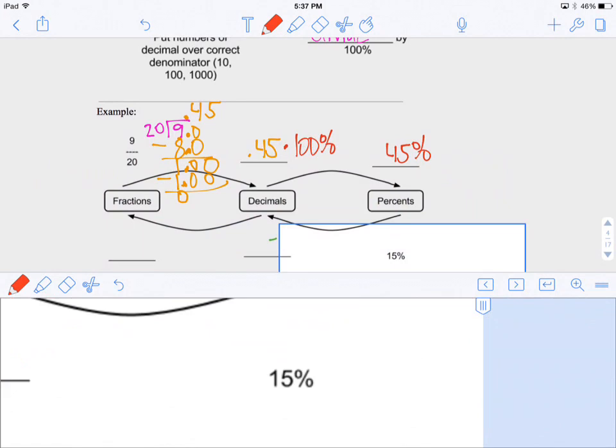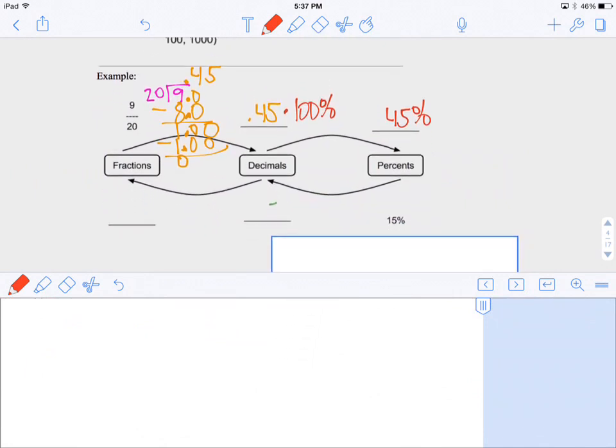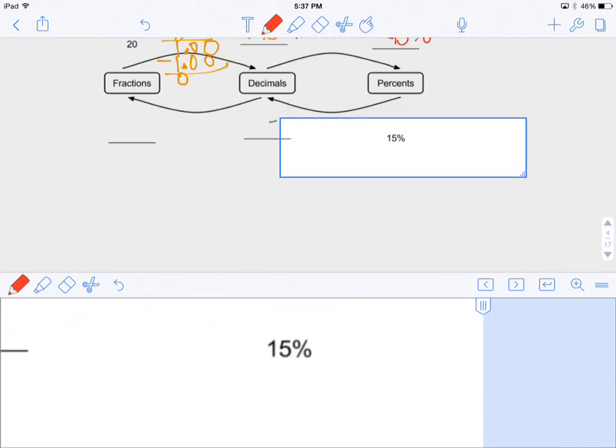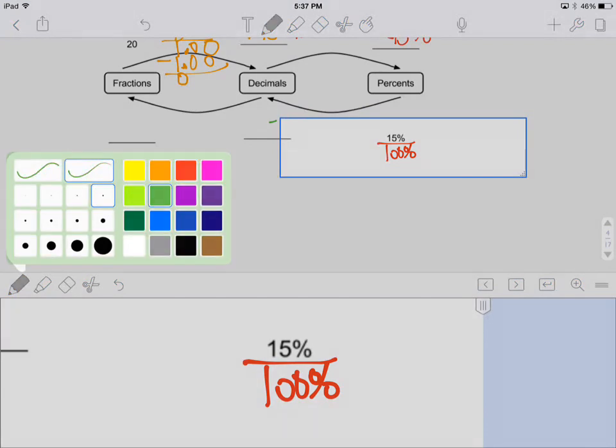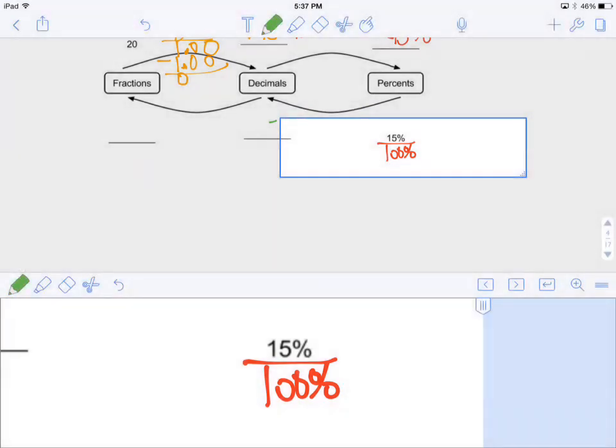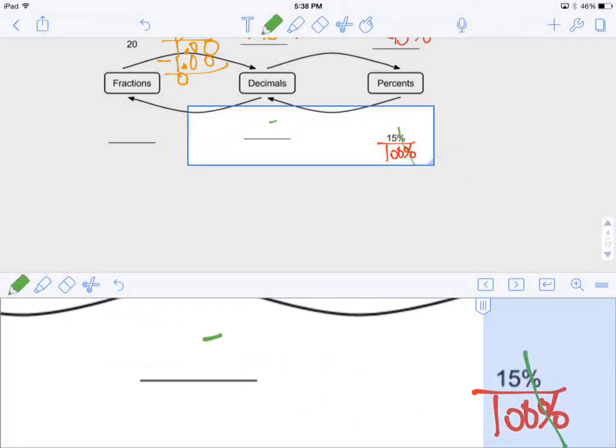So now we're going to do a new example starting with 15%. So to go from a percent to a decimal, remember if you saw the notes, you divide by 100% this time. And you can see that the percents cancel. So then what we get is 0.15.